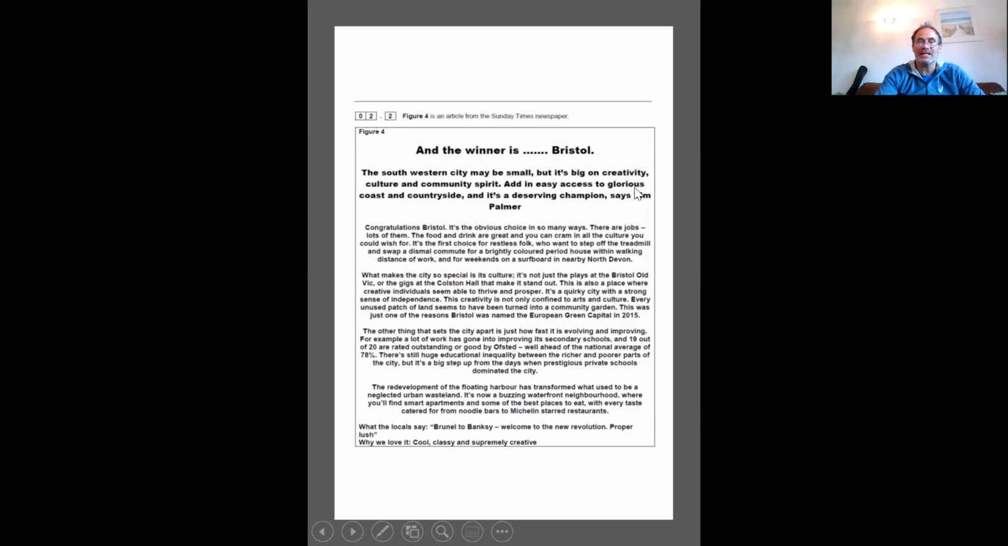and adding easy access to glorious coasts and countryside, it's a deserving champion, says Tim Palmer. Now you have to look at that and decide, is that talking about things within Bristol making it a success or a wonderful place to live, or is it saying there are things around it externally? And remember, that's human and physical. Another word for physical would be natural factors.